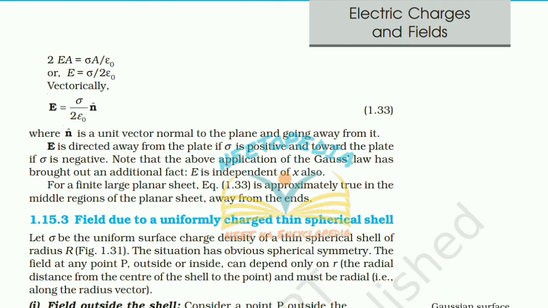or E is equal to sigma upon 2 epsilon naught. Vectorially, E is equal to sigma upon 2 epsilon naught n, where n is the unit vector normal to the plane and going away from it. E is directed away from the plate if sigma is positive and towards the plate if sigma is negative. Note that the above application of Gauss law has brought out an additional fact, that is, E is independent of x also. For an infinitely large planar sheet, the equation is approximately true in the middle regions of a finite planar sheet, away from its ends.